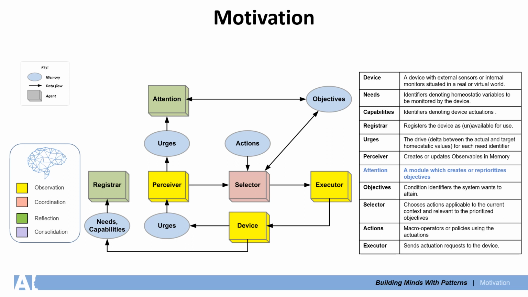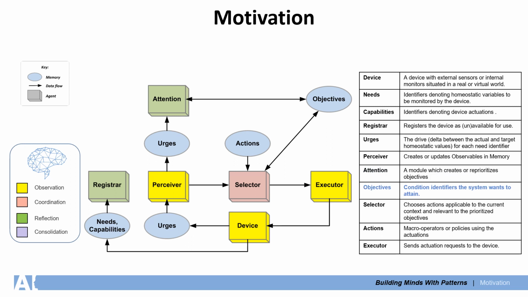The attention module looks for urges in the shared memory or reads urges from a queue, and uses the urge information to create new objectives to reduce the urge. Or the attention module may reprioritize existing objectives that affect the urge. As the urges decrease, likewise the objective's priority may be lowered. If the urges are at equilibrium, then the objectives may be removed altogether.